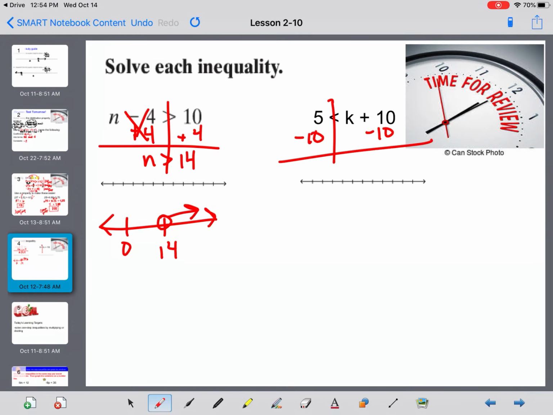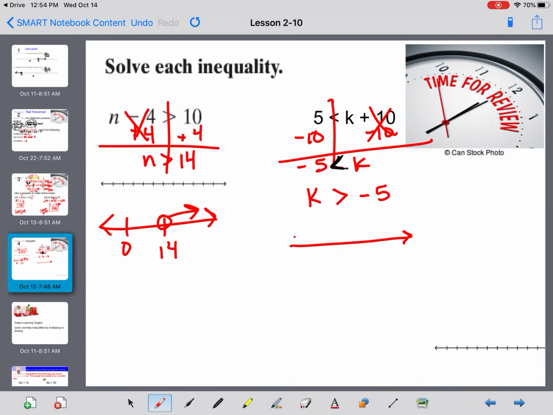On this one, subtract 10 from both sides. -5 is less than k, but remember, we want our variable on the left to come first. Now, look at your original problem. Do you see that by this sign that the k is bigger than the -5? So if I want to change the order and put k first, I still need to make sure that k is shown as being the bigger number. So make sure that you flip the sign.